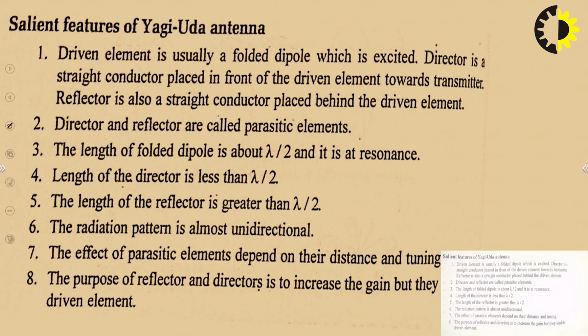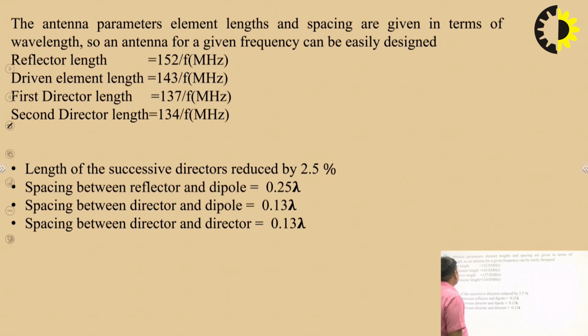So what are the parameters we have to calculate if we design a Yagi antenna? The reflector length, and what are the active and passive elements? The most important, the active element is the folded dipole antenna length, and what is the spacing between the other elements.